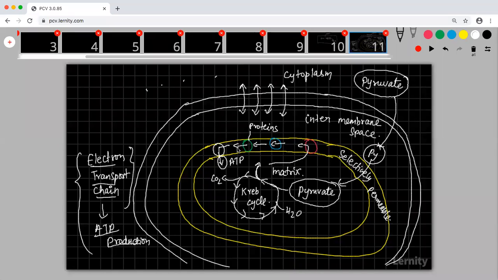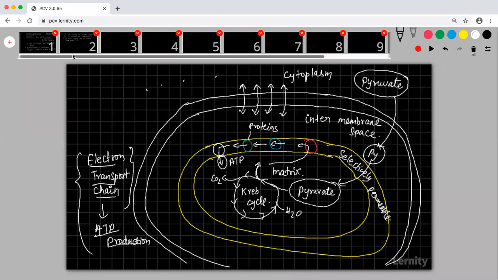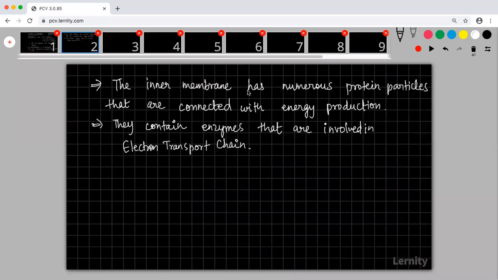Are we able to understand? So this is what I am trying to explain in this particular point. You are able to see what this point is trying to tell. The inner membrane has numerous protein particles that are connected with energy production. They contain enzymes that are involved in the electron transport chain.